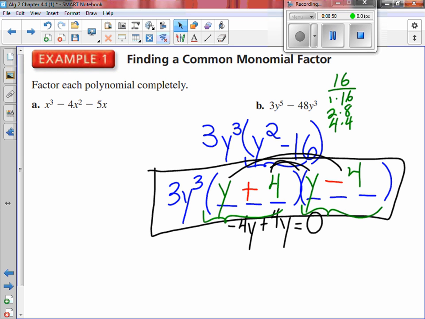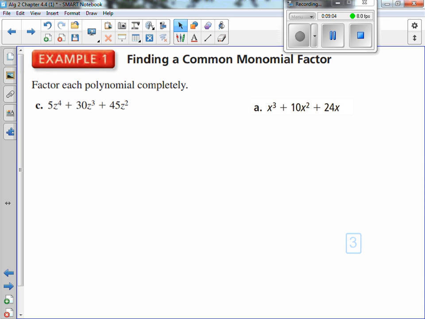Any questions on this here? Any questions on anything we've done so far? We ready for the next one? Yes? Okay, let's look at this one here. Let's look at letter C.